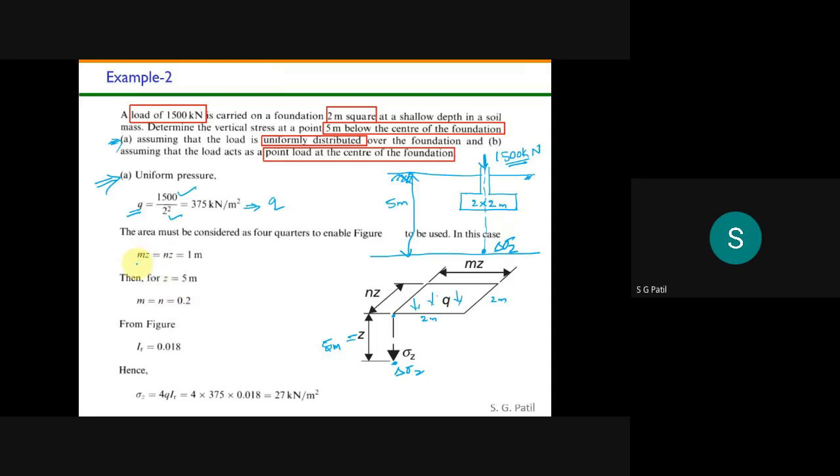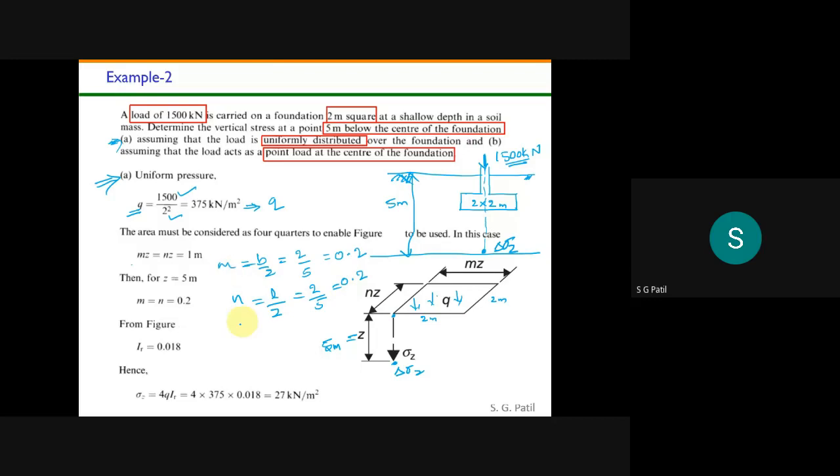What is my m? m is nothing but b by z, right? b is 2 meter, so 2 by 5. So my m value will be 0.2. Similarly, you calculate the n value. n is L by z. L is how much? 2 meter. 2 by 5, so it is equal to 0.2. Okay, so now you got m and n.